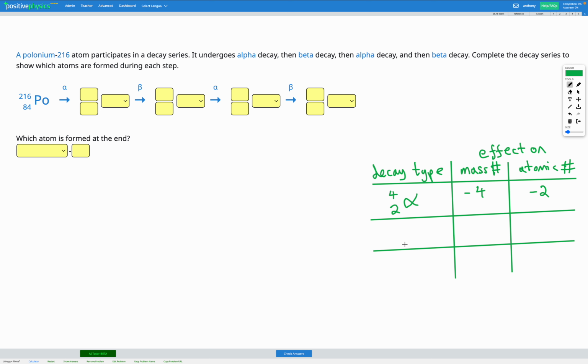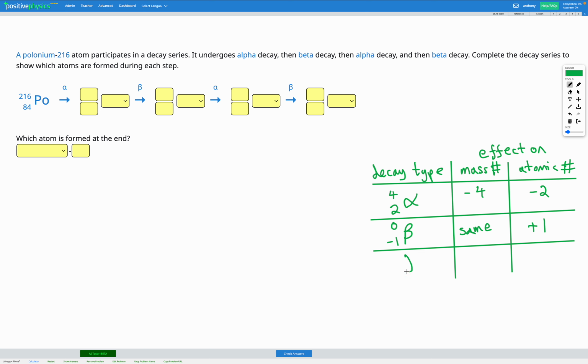Then for beta decay, remember beta is an electron, so it has 0 on the top and -1 on the bottom. And in beta decay, a neutron turns into a proton. So we're actually gaining 1 to our atomic number, and our mass number actually stays the same because the mass number is the protons and neutrons put together, and a neutron turned into a proton, so the total number is the same, even though our atomic number has gained 1.